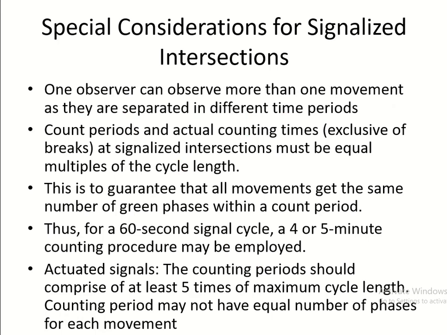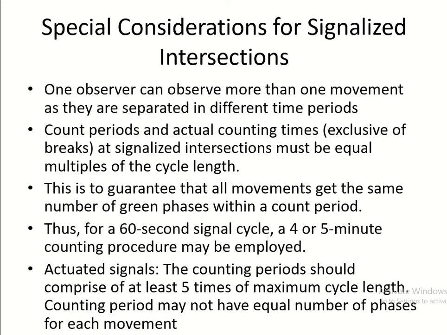If you are doing a counting study at a signalized intersection, then you have the advantage that one observer can record more than one movement if they are happening at different times. So you have a different signal for straight and a different signal for left, then obviously a different phase for straight, different phase for left, then you can have one observer who can count straight as well as left without any problem, because they are not happening at the same time.